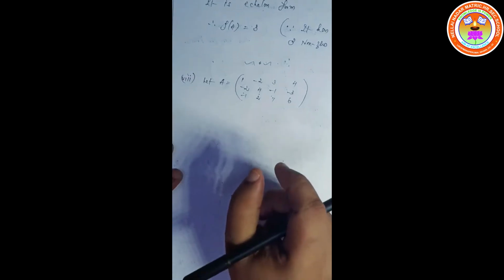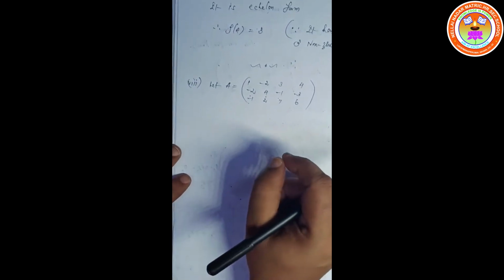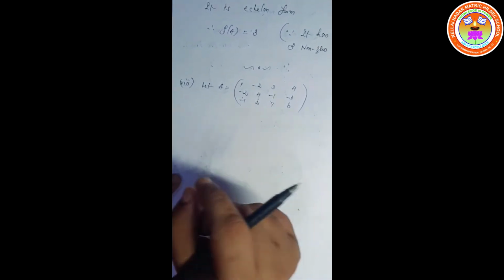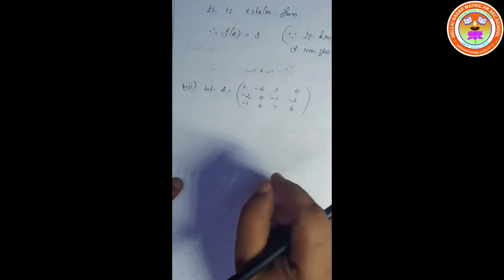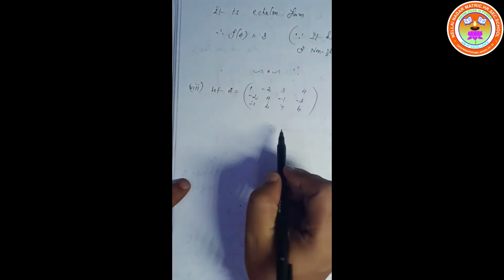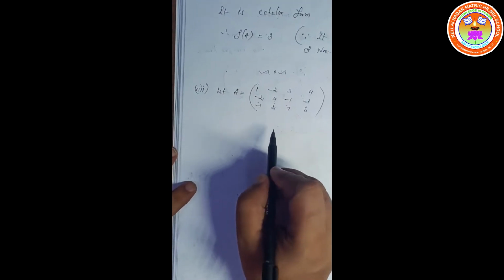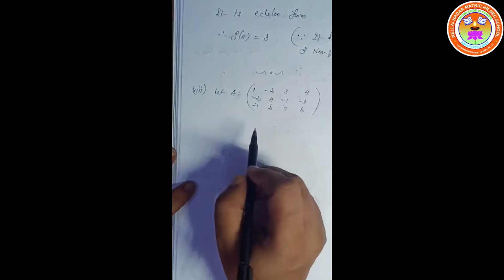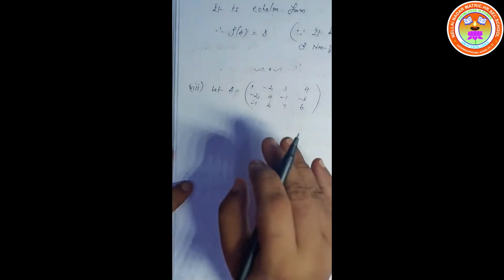Actually, the rank can be determined in two methods. One is the minor method, another one is the row echelon method. Particularly if you are given a rectangular matrix, better to go for the row echelon method. That will be easier than the minor method.